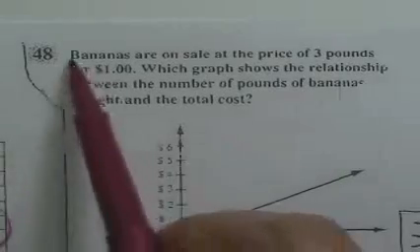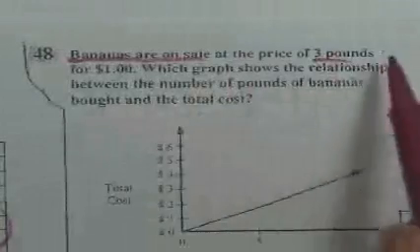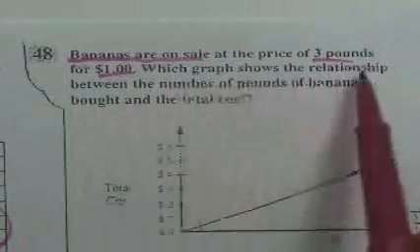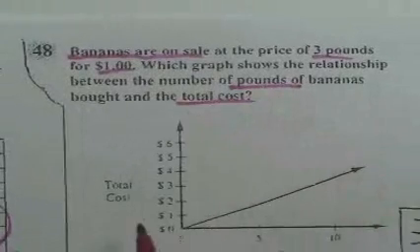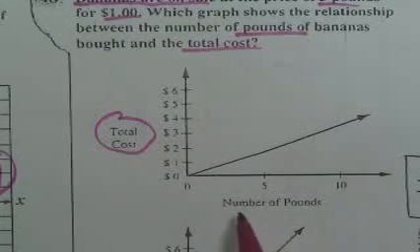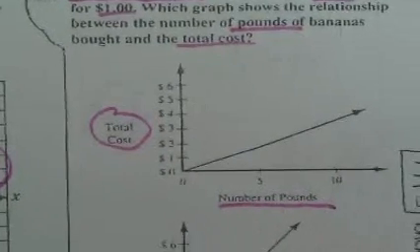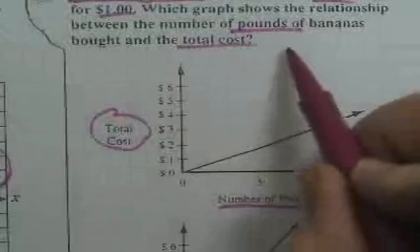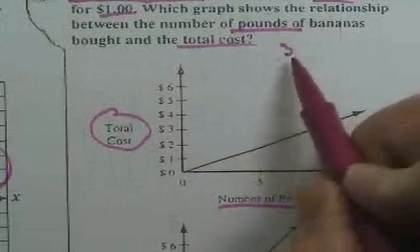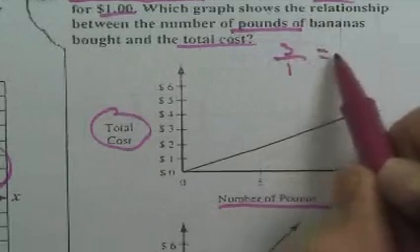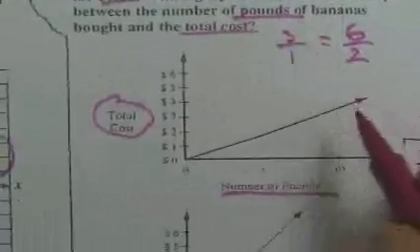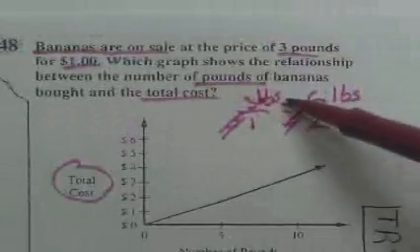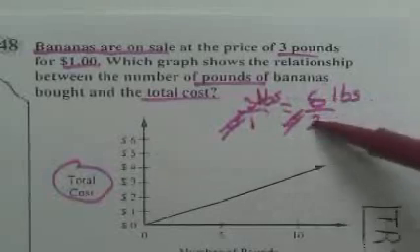Okay, number 48. Bananas are on sale. Hey, that's great. It says 3 pounds for $1. Which graph shows a relationship between the number of pounds versus the total cost? And that's why on the graphs we have total cost and we have number of pounds. So our numbers are 3 pounds, $1. If 3 pounds are $1, if I times it by 2, then 6 pounds must be $2.